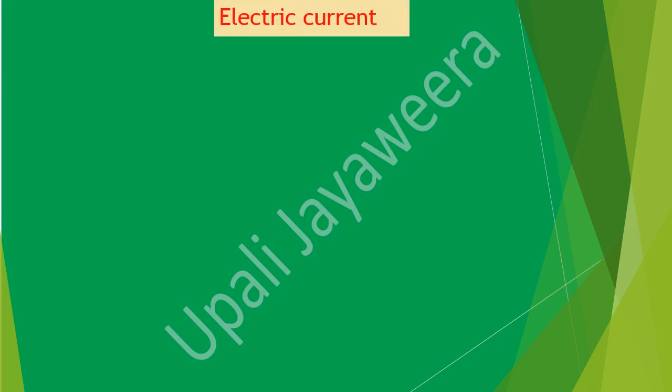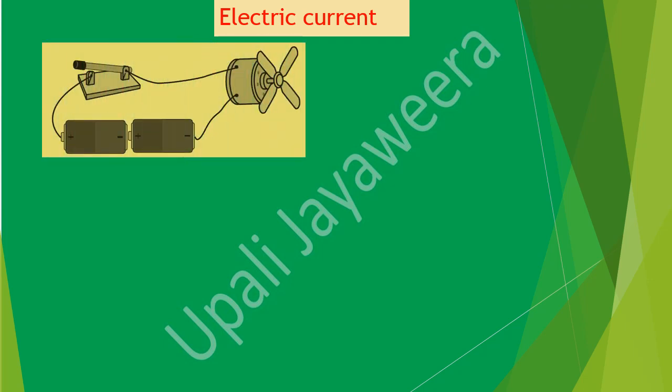To find out more about electric current, now we'll do this activity. For this activity, a small motor with a fan, two dry cells, connecting wires, and a switch are needed. Now arrange the circuit according to this diagram. Then turn on the switch and observe. You will see the fan is rotated.